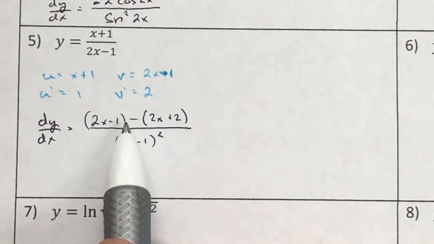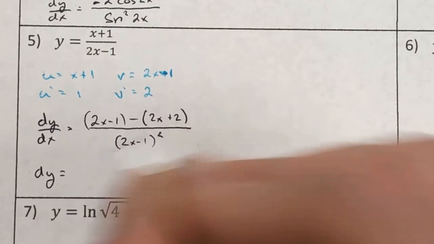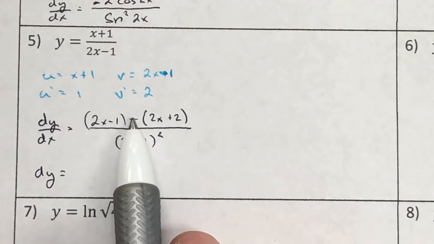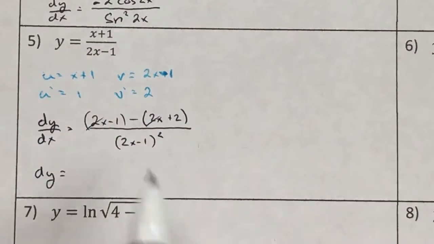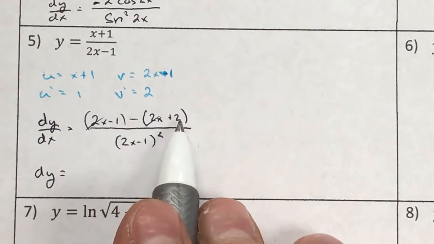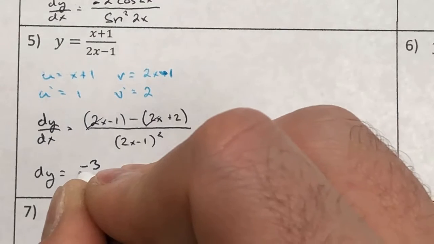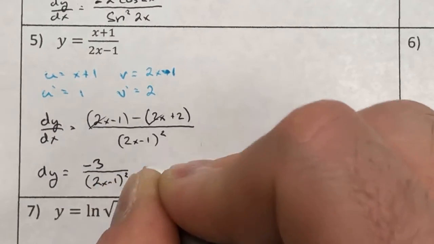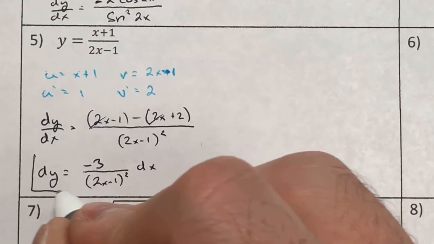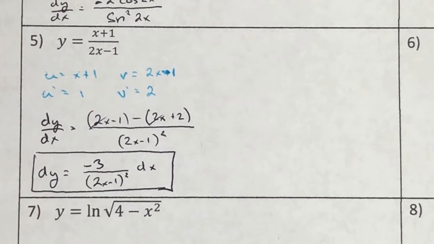Now what I'm going to do is clean this up a little bit and move the x over at the same time. So I'm going to say dy is equal to, if I distribute that negative in, I have 2x minus 2x, which is going to cancel out. And then I have negative 1 minus 2, which is going to make it a negative 3, all over (2x minus 1) squared dx. There we go. We've isolated the differential of x in Leibniz notation.